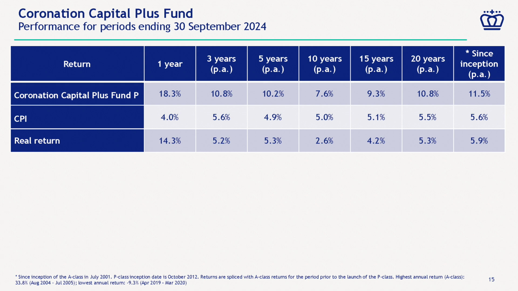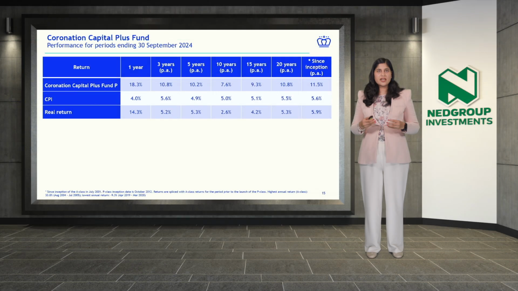We think those principles of being active in asset allocation and deliberate with instrument selection have delivered for clients over the longer term. The Coronation Capital Plus Fund has had very strong returns ahead of their target over most time periods. And looking at it today with our current asset allocation and instrument selection, we're confident that we can deliver on our target returns going forward.